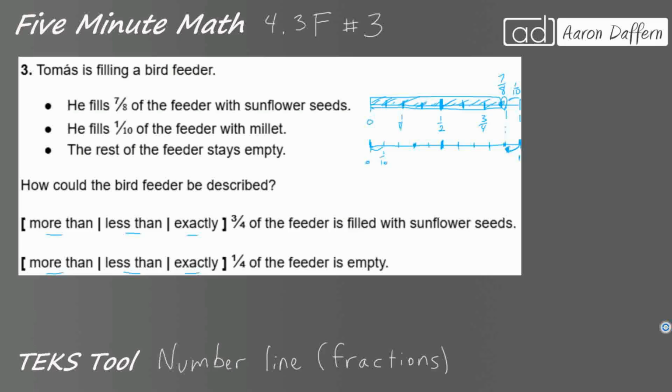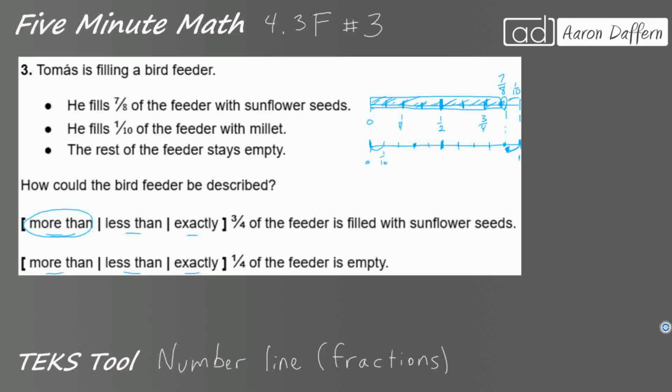So let's take a look at our statements. How can we describe this bird feeder that is almost filled to the top? Well, 3/4 of the bird feeder is filled with sunflower. Sunflower is that top bar. And here's my 3/4. And remember, it's filled up to 7/8. So that 7/8 is definitely more than the 3/4. It's a whole eighth more. So we need to say more than 3/4 is filled with sunflower seeds.